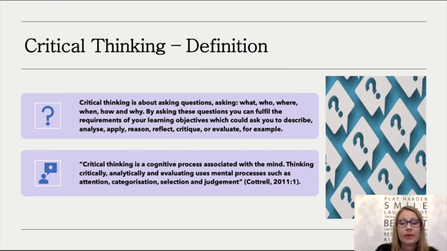Stella Cottrell, with her book Critical Thinking Skills from 2011, the references at the end of this presentation, is a brilliant book, and Cottrell argues that critical thinking is a cognitive process that's associated with the mind. And thinking critically, analytically, and evaluatively does use mental processes such as attention, categorization, selection, and judgment.